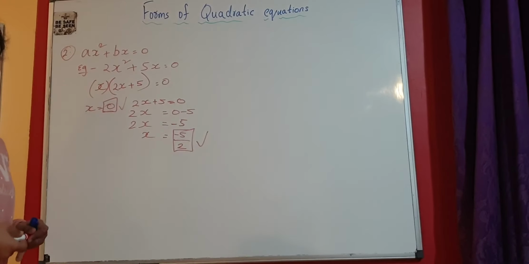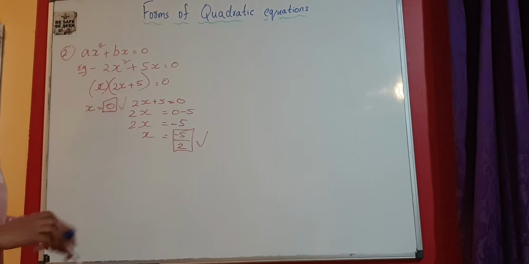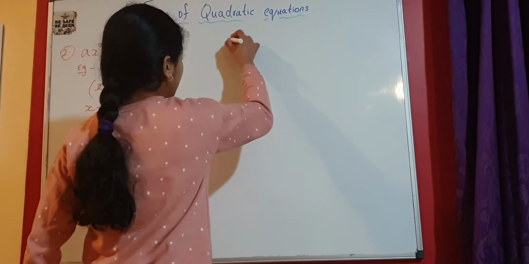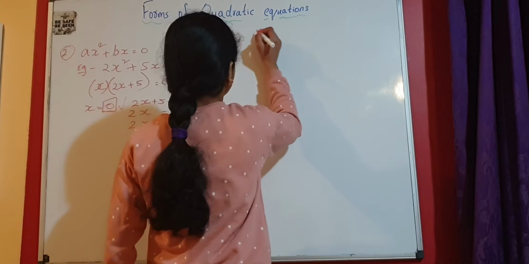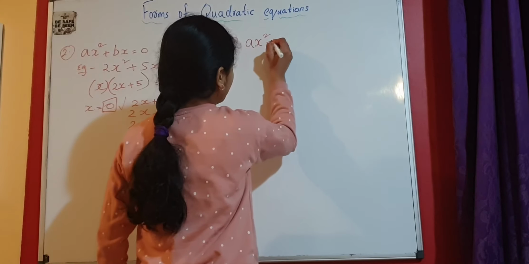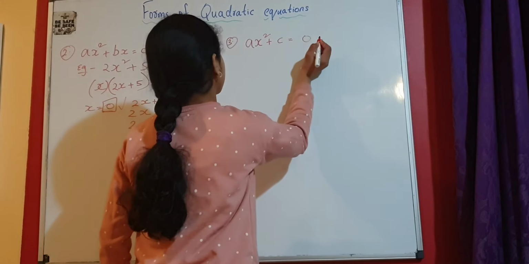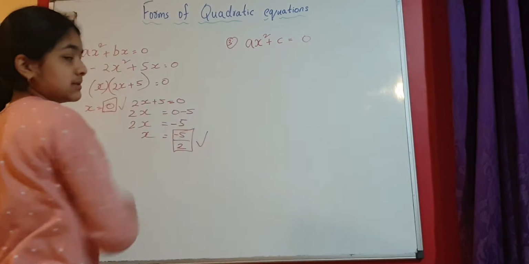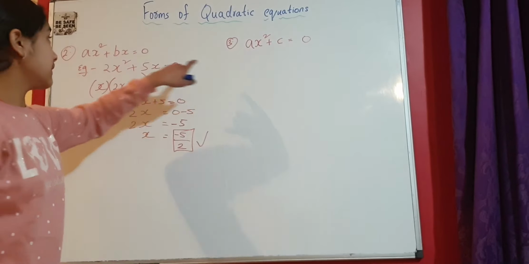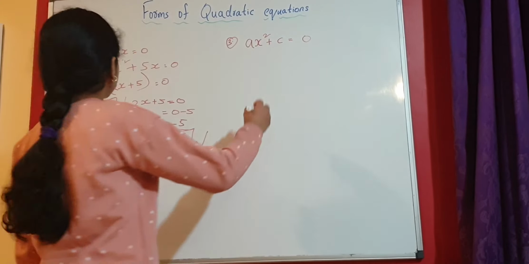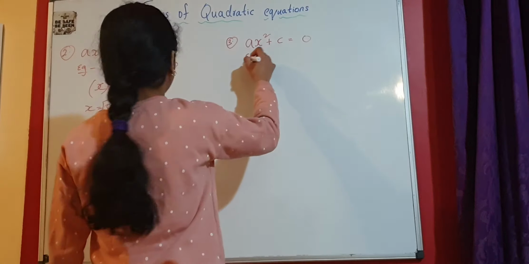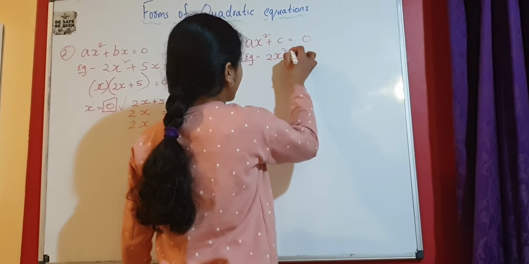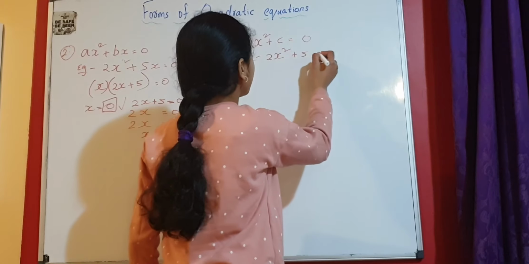So this is the second form of quadratic equation and this is how you have to solve it. Let's take up the third one. The third form of quadratic equation is ax square plus c is equal to 0. This is the next one. Here bx is missing, c is there but bx is missing. Let's take an example and see how we can solve it. So the example is 2x square plus 5 is equal to 0.